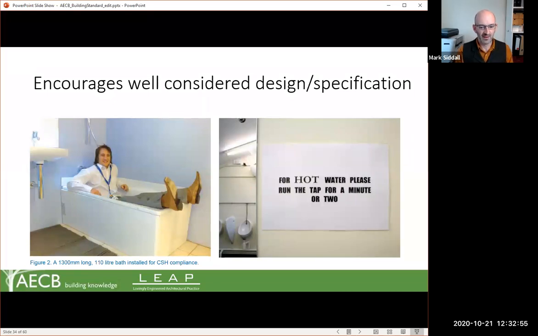So here we have one photograph from a while ago, basically looking at how the Code for Sustainable Homes was leading to baths that were really not suitable for use. People couldn't get in them, and so there were some issues there. And then also on the right hand side, we can see how you're having to run the water because of the length of the pipe and the diameter of the pipe. You're really running water for a long time to get hot water to people's hands. Again, that's not something that the AECB standard supports or encourages.